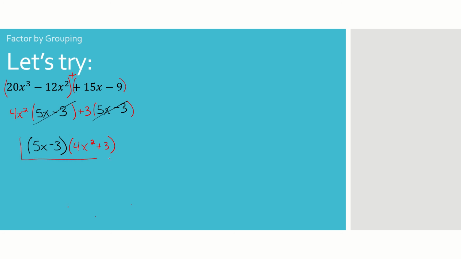So here is our factored answer. It's the product, right? The multiplication of two binomials. Binomial times a binomial. Now keep in mind, we discussed in the last lesson that those two binomials could be switched. You could write them the other way as 4x squared plus 3 times the quantity 5x minus 3. That would be the same thing. Let's take a look at another example here.